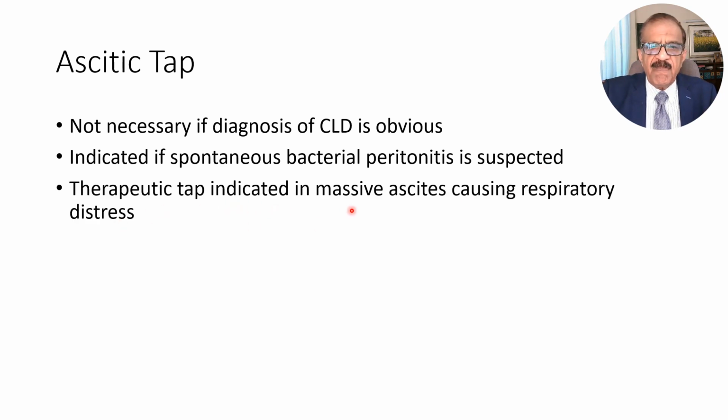Therapeutic tap is indicated in massive ascites causing respiratory distress. This is called a therapeutic tap. Of course, you cannot take out all the fluid because fluid is going to reaccumulate, and taking out a large quantity of fluid from the abdomen may lead to shock, may lead to drop in blood pressure. So just take out enough fluid to make his breathing easy. So this would be indicated only in those who have massive ascites. So mostly patients with CLD do not need peritoneal tap. Those who are suspected to have spontaneous bacterial peritonitis need it, or those who have respiratory distress need it.